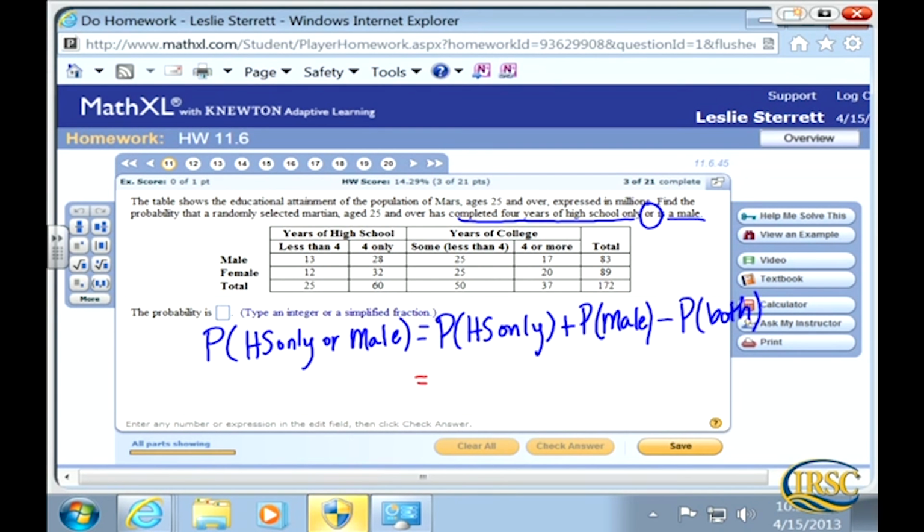Okay, so what's the probability that you select a Martian that has had 4 years of high school only? Okay, 60, the total here. Remember, this is just high school. It has nothing to do with being a male here. So 60 over the total, 172. Okay, then the probability that the Martian you've selected is male. Any male, doesn't matter. This one only focuses on being male, doesn't focus on their education. Which it's already been done for you. So yeah, so 83. And so you have 83 over a total of 172 minus the probability that it's both a male and only finished 4 years of high school.